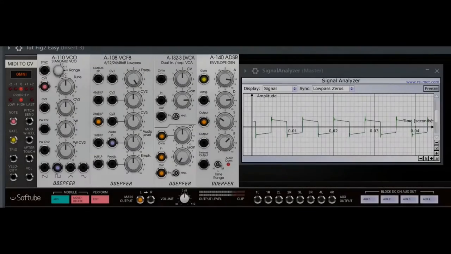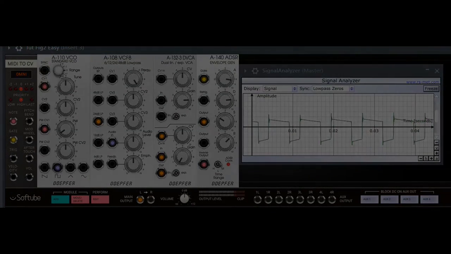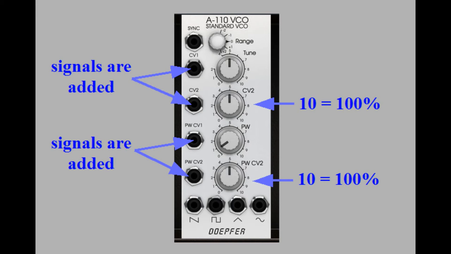Feeding a signal in the jack next to the knob leads to pulse width modulation, for example, by an envelope generator. The jack and the knob, called PWCV2, pulse width control voltage 2, work analog to the before mentioned jack and knob CV2.